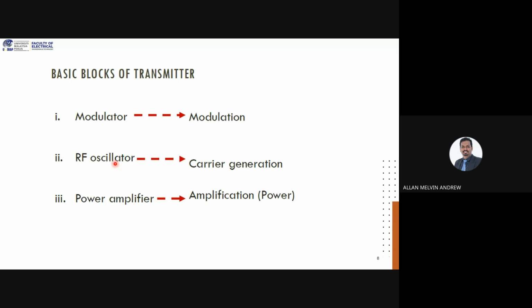Then we will have a power amplifier. We have seen the power amplifier previously. It will provide amplification of the power or the gain of the signal, so that it can be transmitted over a long distance.